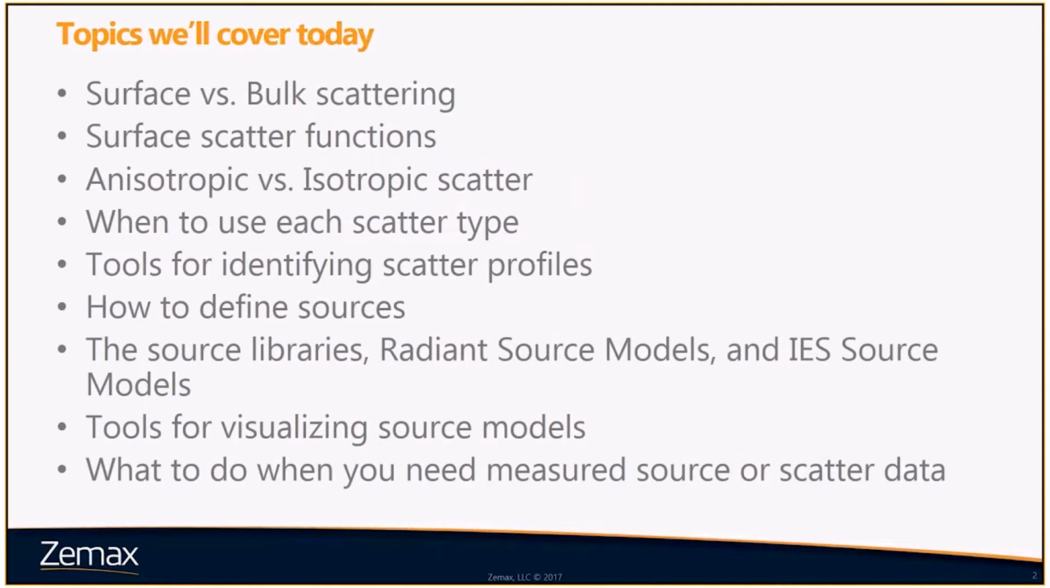So in this webinar, we'll start by identifying the difference between surface and bulk scattering. We won't concentrate on bulk scattering for the purposes of this webinar. We'll then go on to look at the available surface scatter functions and define what it means for a scatter function to be anisotropic or isotropic.